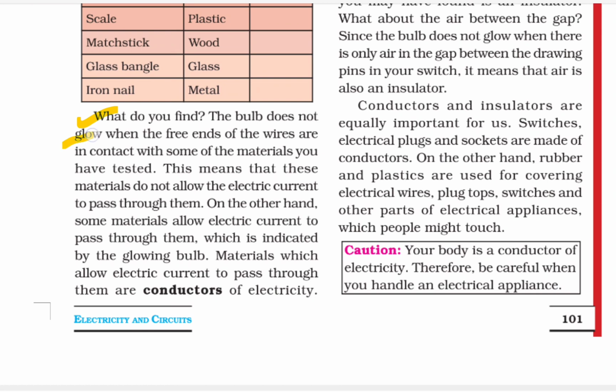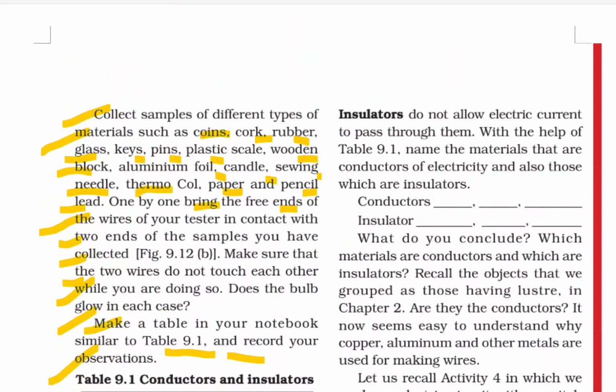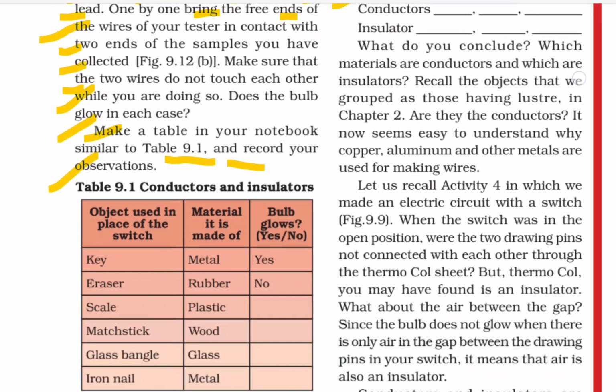What do you find? The bulb does not glow when the free ends of the wire are in contact with some of the materials you have tested. This means that these materials do not allow the electric current to pass through them. On the other hand, some materials allow electric current to pass through them, which is indicated by the glowing bulb. Materials which allow electric current to pass through them are conductors of electricity. Insulators do not allow electric current to pass through them. With the help of table 9.1, name the materials that are conductors of electricity and also those that are insulators.